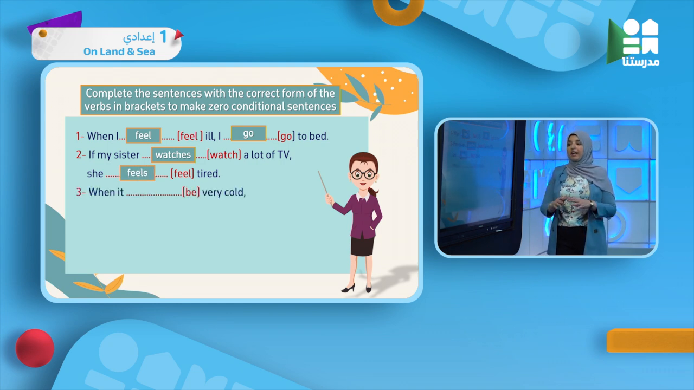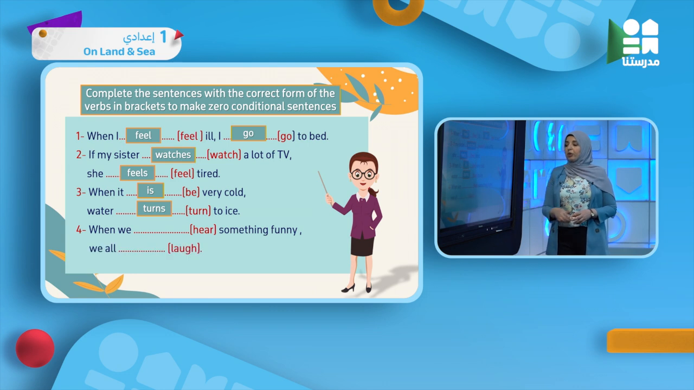Number 3, when it be very cold water turn to ice. It بيبقى verb to be معاه في ال present simple إيه؟ Yes is. When it's very cold water turns to ice. 4. When we hear something funny we all laugh. Yes here هتفضل زي ما هي because it's we، ما بنعملش أي إضافة أو تعديل على الverb في present simple, and we all laugh، بنضحك.